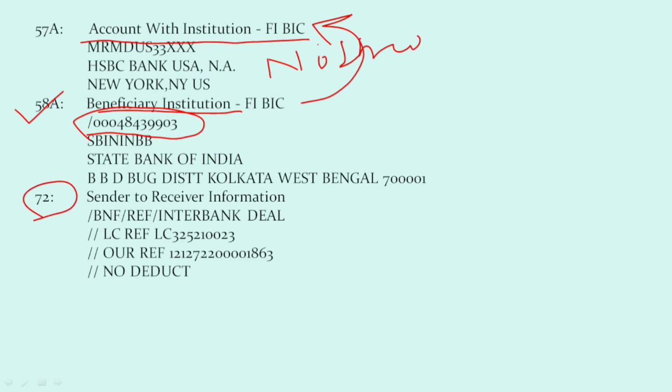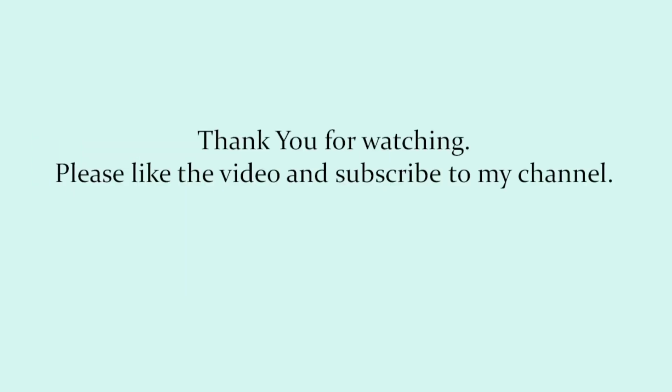The next field is 72, sender to receiver information. Here, the sender bank will mention any other specific instructions like reference number or charges breakup, etc. Just refer to this field, where "no deduct" is written, which means the sender bank is instructing that any correspondent bank charges or nostro bank charges cannot be debited from the proceeds. Now we have reached the end of the MT202 message.